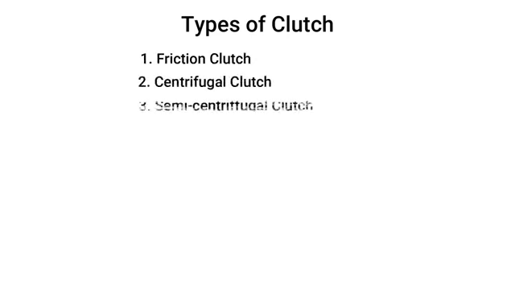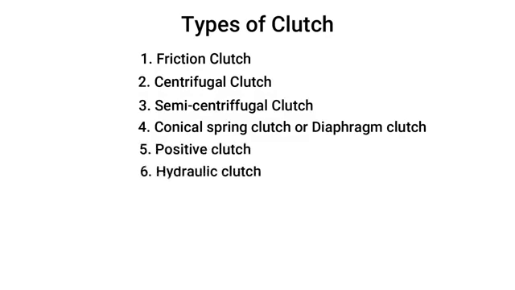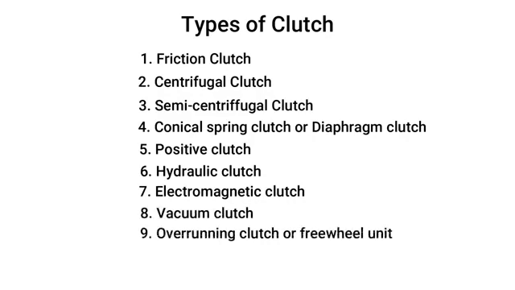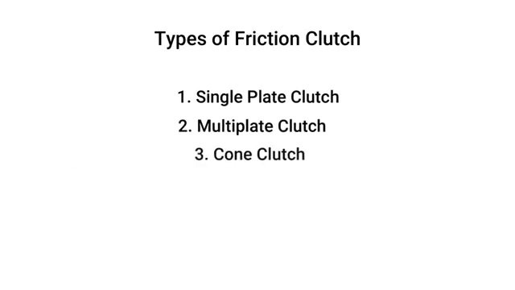Types of clutches. Let's see the different types of clutches that are used in the automobile industries. Friction clutch, centrifugal clutch, semi-centrifugal clutch, conical spring clutch or diaphragm clutch, positive clutch, hydraulic clutch, electromagnetic clutch, vacuum clutch, overrunning clutch or freewheel unit. Friction clutch is further classified into 3 types: single plate clutch, multi-plate clutch, cone clutch.